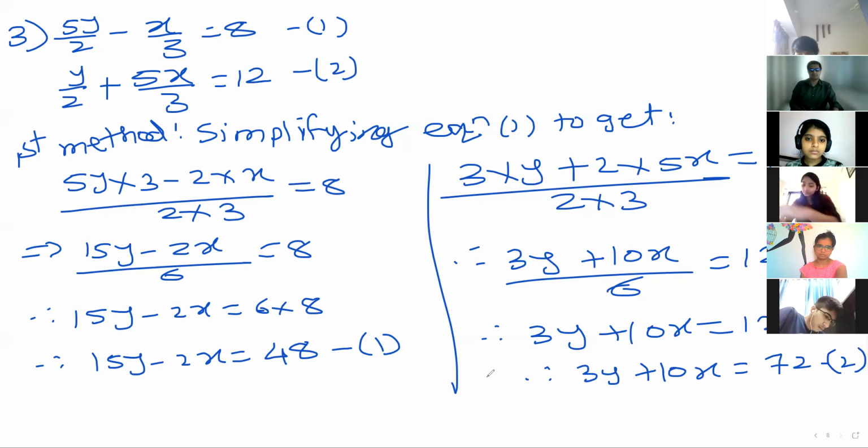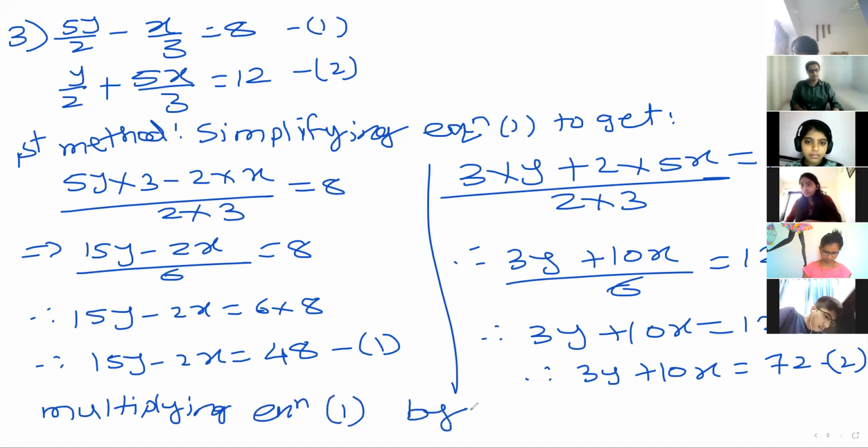Multiply equation 2 by 5? Equation 1 by 5. Multiplying equation 1 by 5, you will get 10x and minus 10x, right? Yes, sir. Okay, so write down multiplying equation 1 by 5 to get. Just let me know when you are done. I have to go to the next page. Should I? One minute, sir. One minute. Okay.